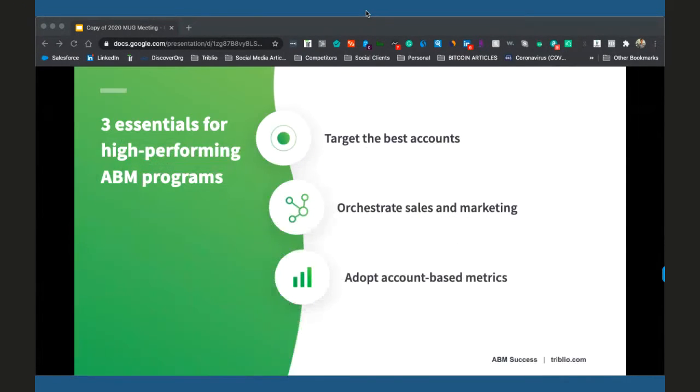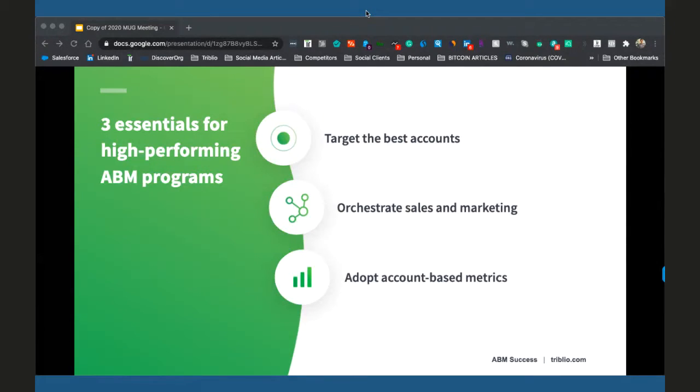But when we look at our customers and our best in breed, the people who are really driving some high performing metrics, we tend to find that there are three main characteristics of those programs that are really firing on all cylinders. And so the first one is targeting the best accounts.